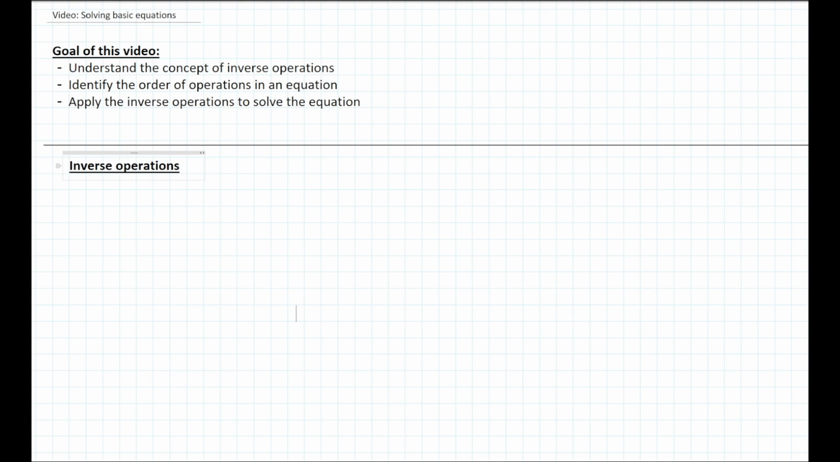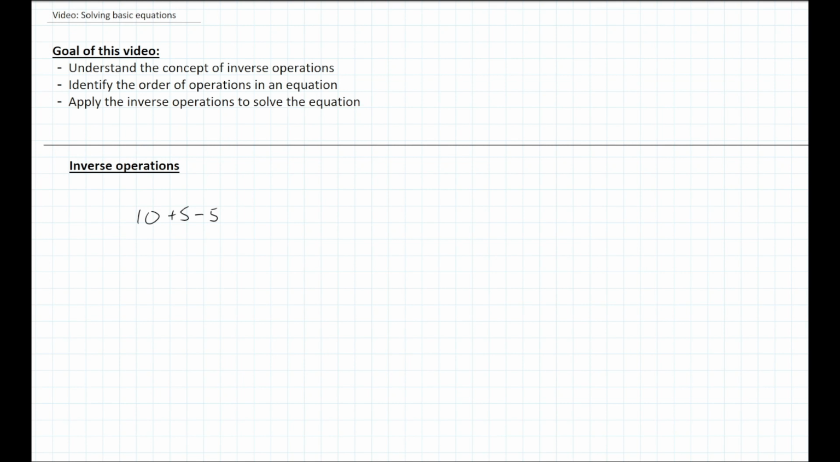Okay, so first thing I want to look at is what inverse operations actually are. Let's say I had the number 10 and I were to apply the operation of adding 5. So what I've done is I've started with the number 10, I've added 5 to it. That's going to be 15. Now the inverse operation to adding 5 would be subtracting 5. So another way to think of it is what is the exact opposite of what you just did.